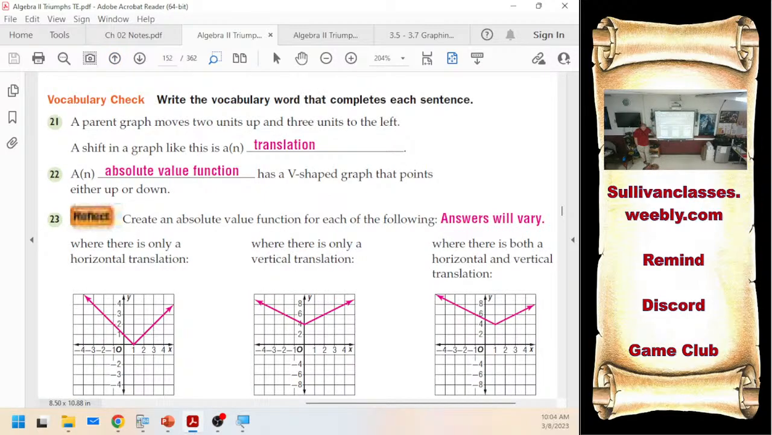Vocab is always on that first page, the little box off to the side. You just double check that you know what the words mean. And then down at the bottom, 23, some of us were struggling with the difference in terminology here. How do I know the difference between vertical and horizontal? How do you remember the difference?